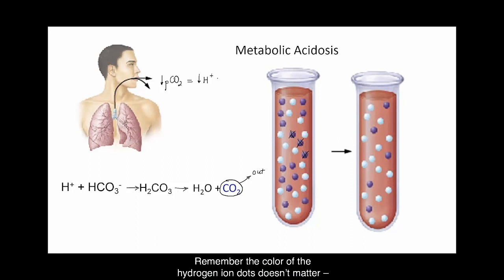Remember that the color of the hydrogen ion dots doesn't matter. They're all hydrogen ions. All that matters is that their total number is decreasing. As their number decreases, the pH of the body fluids increases to a more normal value, and the respiratory system helps to compensate for the metabolic acidosis.